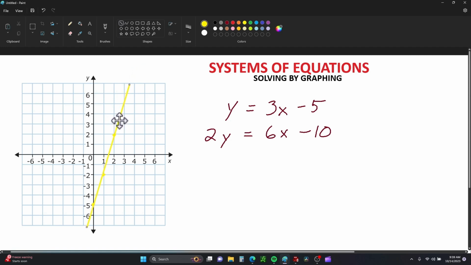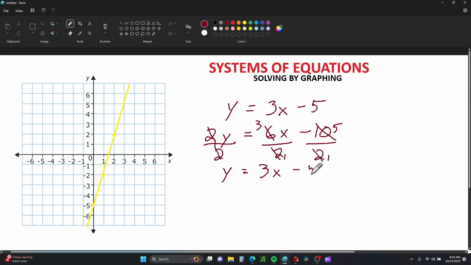So with that line graphed, we can now turn our attention over to the second line. In order to solve this, I need to first get it into the y equals mx plus b form. And I noticed that y is being multiplied by 2. So if I divide each term by 2, we'll get the form that we're looking for. So this becomes y equals, and then I'm simplifying. And what I get is y equals 3x minus 5.